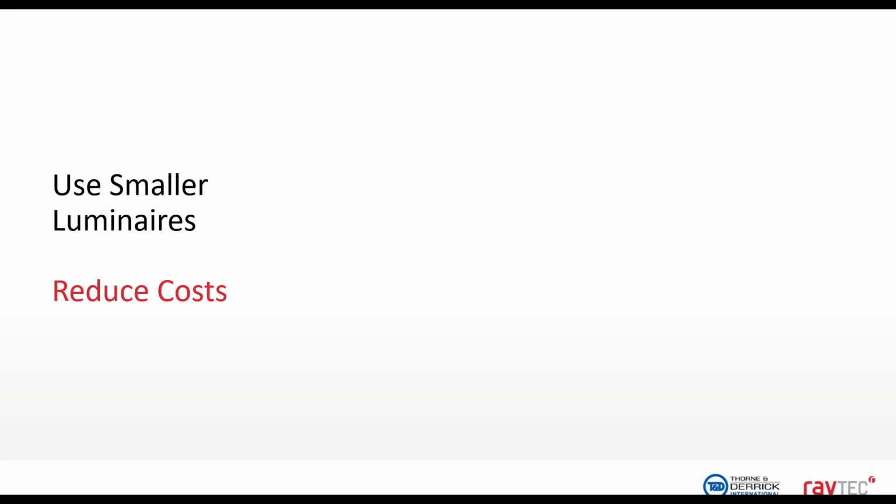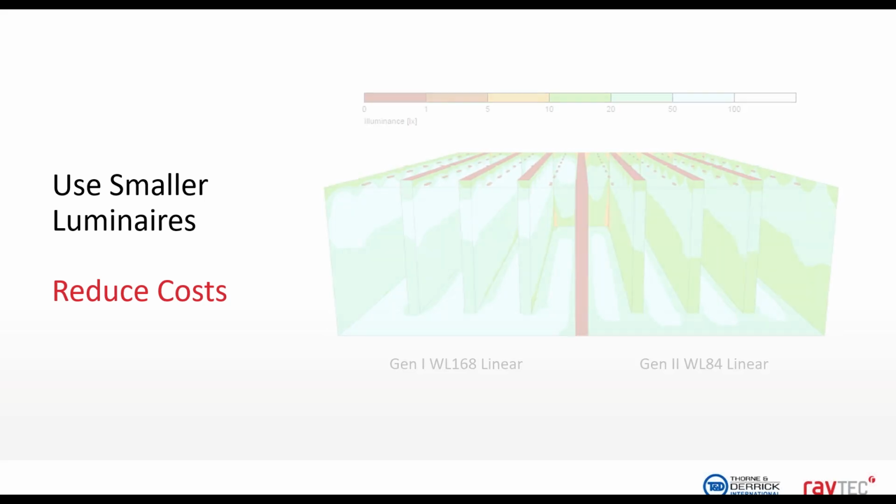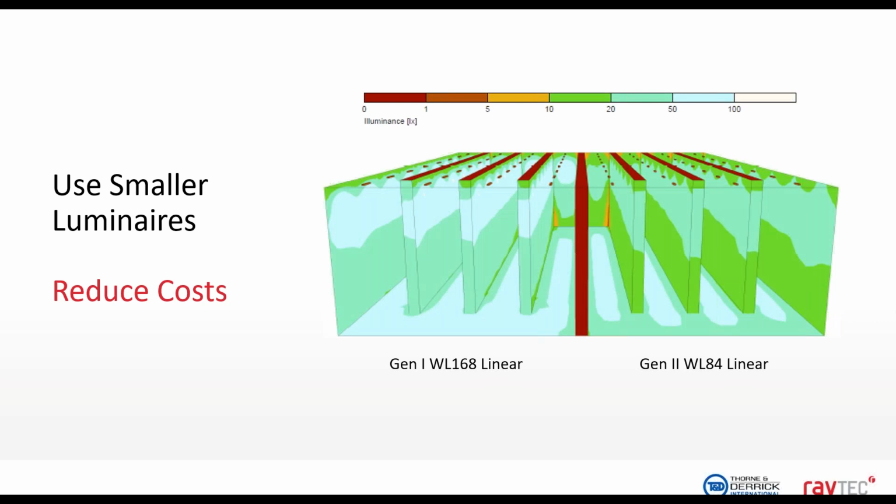And lastly, on this section, the performance optics can even mean it's actually possible to utilize a smaller linear product than you might have expected originally. So again, with two identical designs, this time we're looking at a warehouse type application where we're trying to illuminate the aisles between the racking.